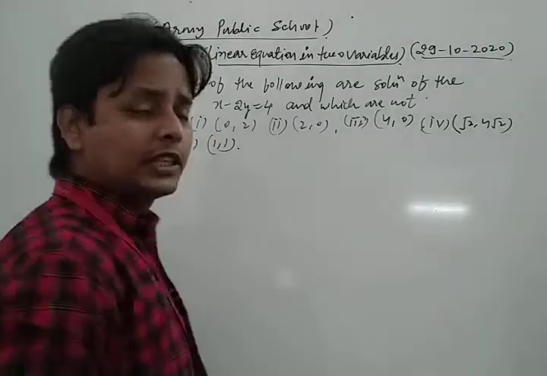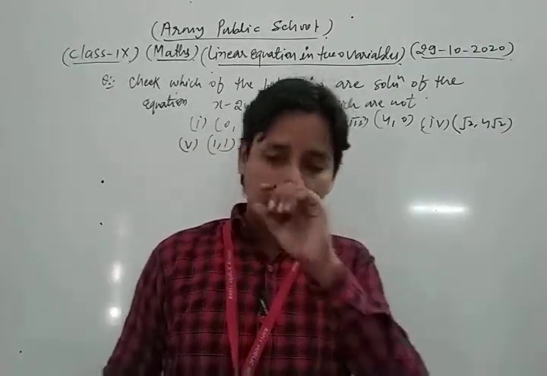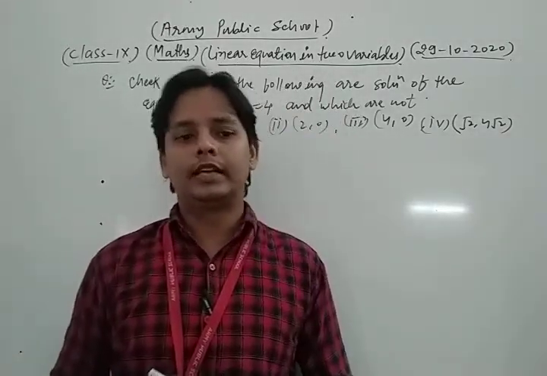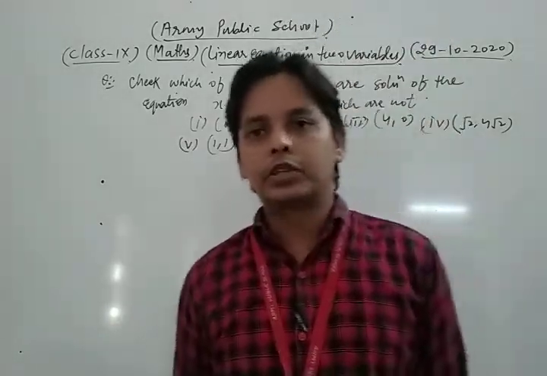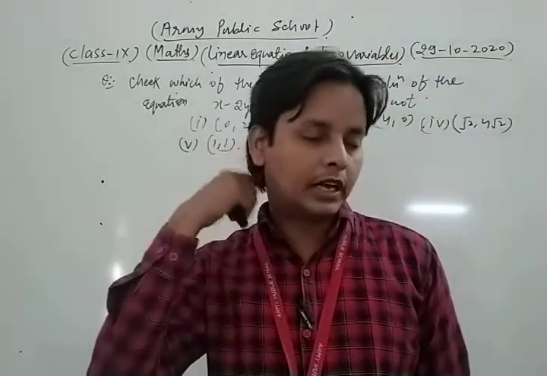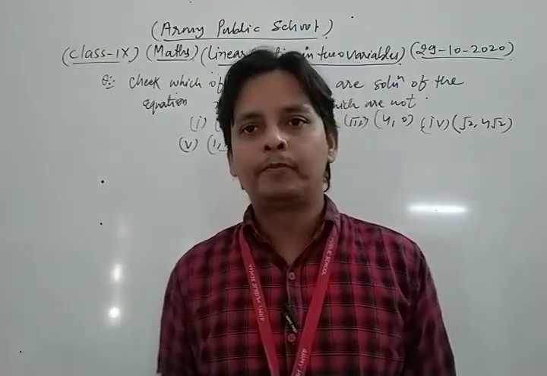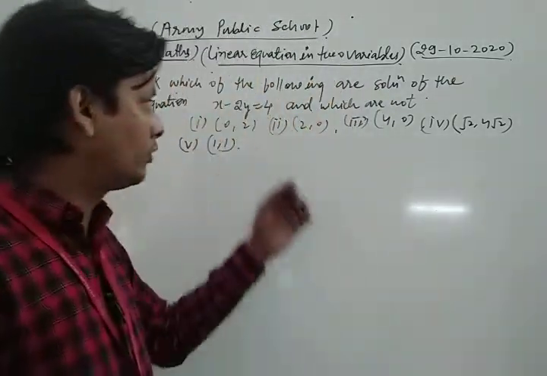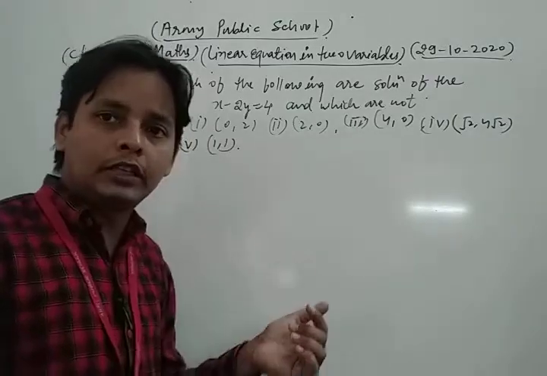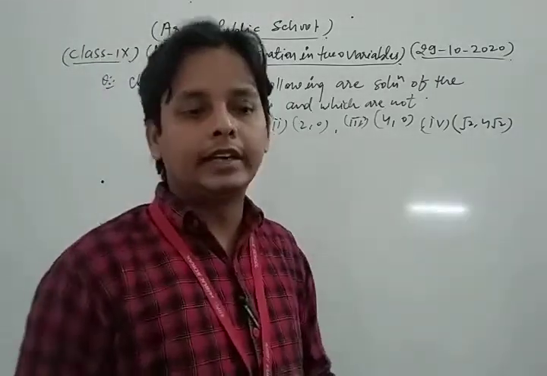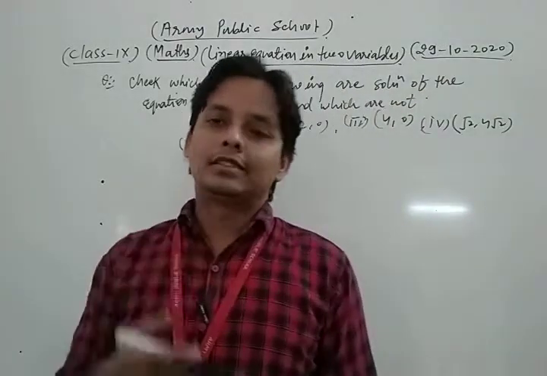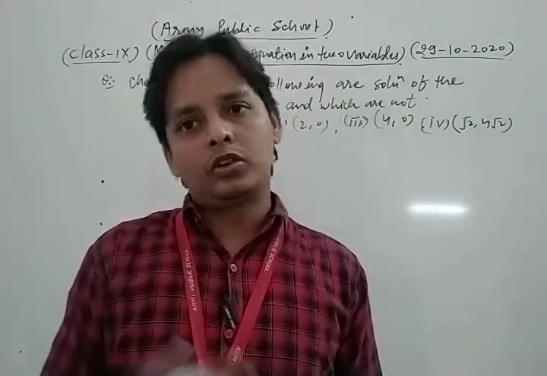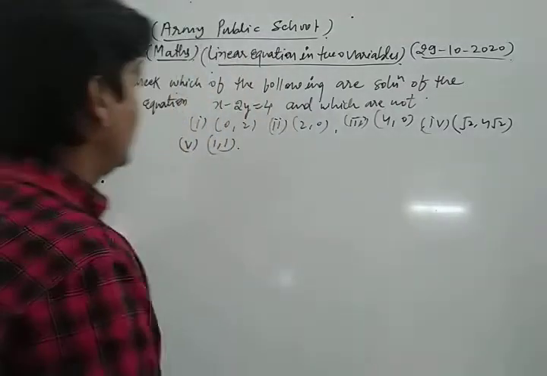Look, I just discussed that topic. The pair of values of x and y which satisfy the given linear equation in two variables are the solution of the given equation. Okay, so here some ordered pairs, some pairs of values of x and y are given, and we have to check whether the given pair of values is the solution of the given equation or not. Okay, so let's see the solution.